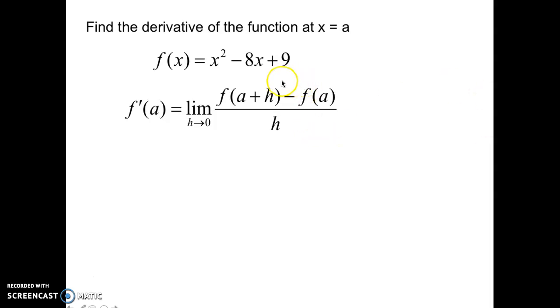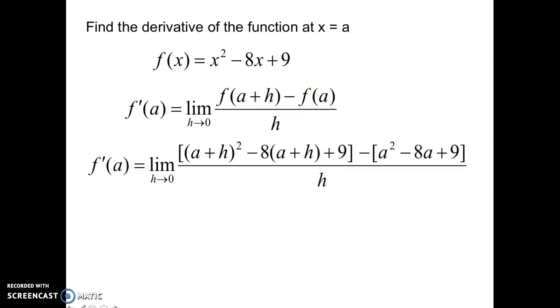Now again, this is function notation that we learned in earlier courses. So function notation says wherever I see x, I'm going to replace it by a plus h. And in this case, wherever I see x, I'm going to replace it by a. When I do the algebra here, I'm going to put in a plus h into the general formula.